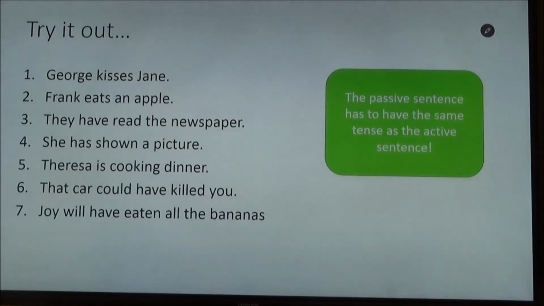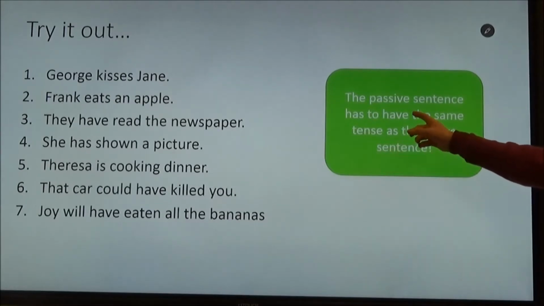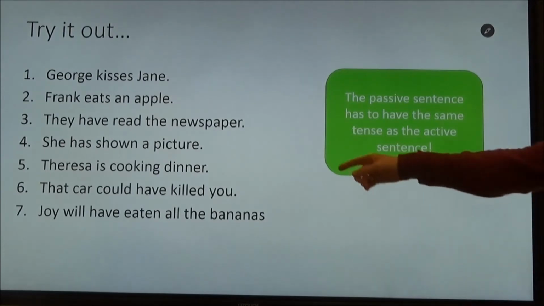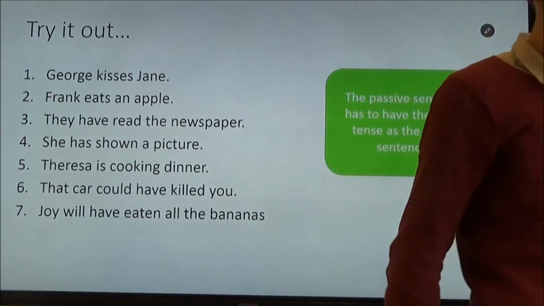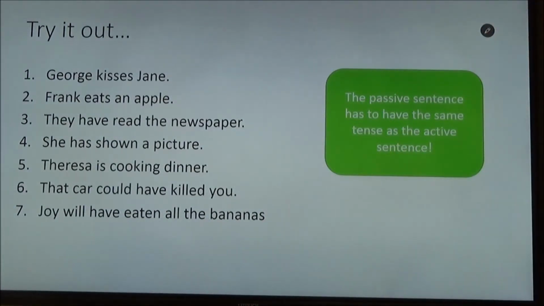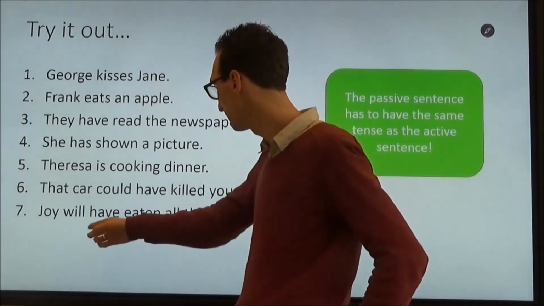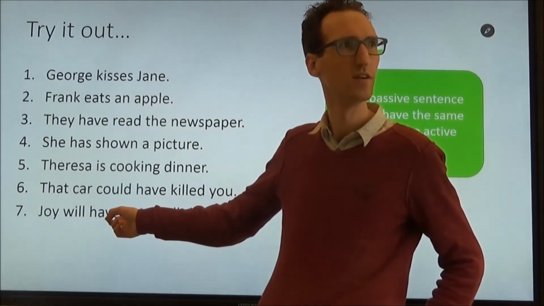Right, so let's just try it out then. I'm not going to give you the rules yet. I'll explain to you later on how you form a passive. I'd just like you to struggle with this a little bit. Can you form these 7 sentences into the passive? And bear in mind that the passive sentence has to have the same tense as the active sentence. Here are the active sentences. For example, the first one is in the present simple. The passive sentence then also has to be in the present simple, without ing. If there's an ing form, then the passive sentence has to be an ing form. This is will have eaten. What tense is that? Future form.